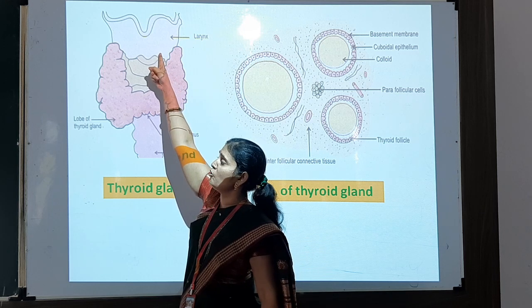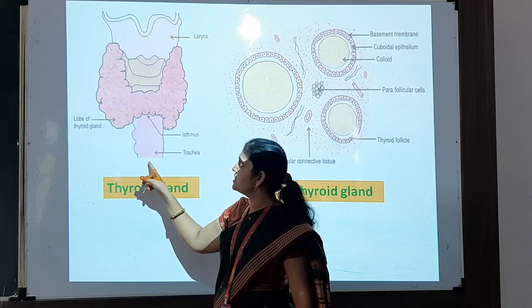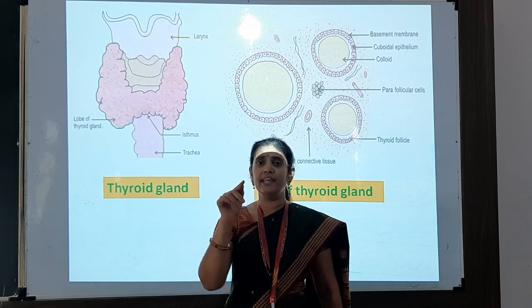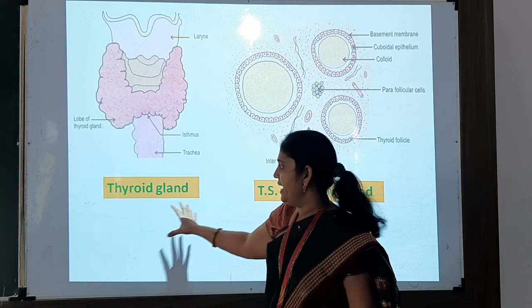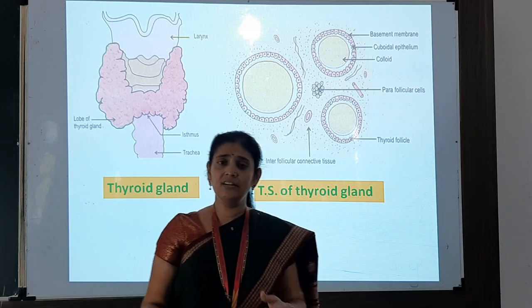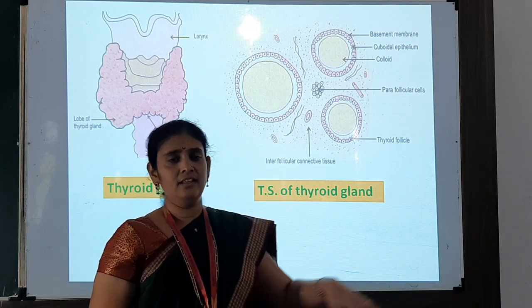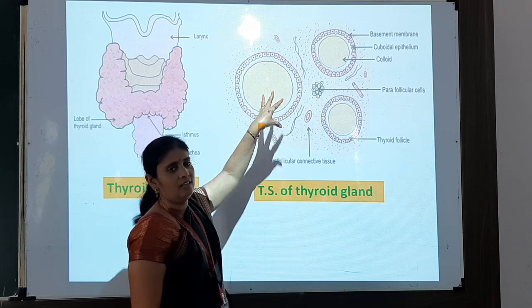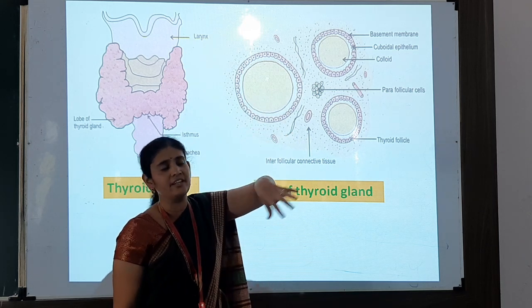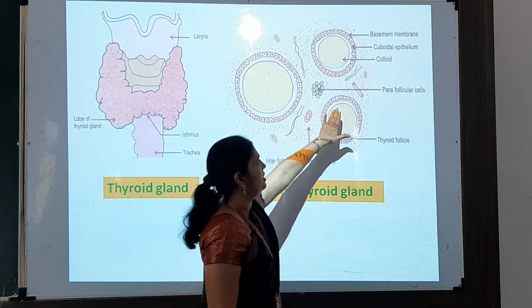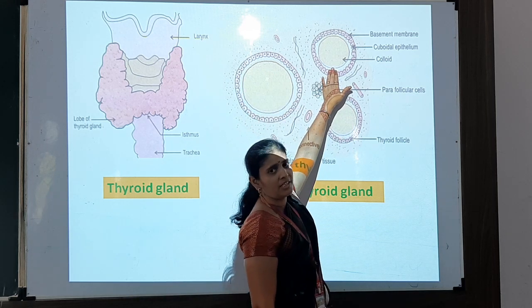Here is the larynx, sound producing organ, and this is the trachea. It is present at the joining point of the larynx and trachea. So it is the external structure of thyroid gland. When we take a TS of thyroid gland, it looks like this structure. It is showing the structural and functional unit, that is called the thyroid follicles. This is first follicle, second follicle, third follicle.